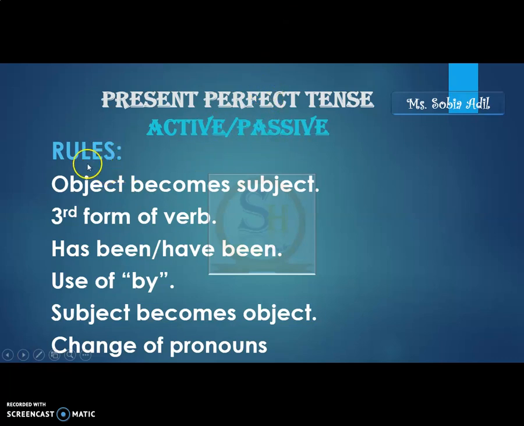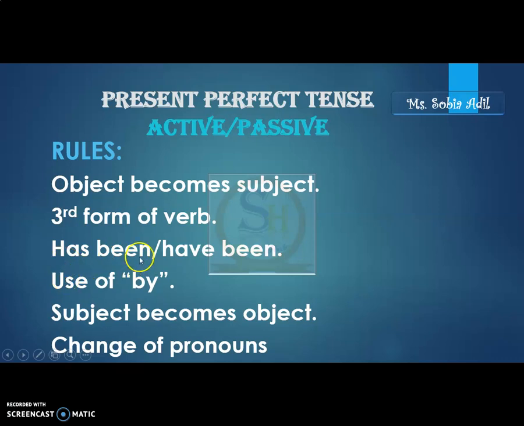So there are certain rules you need to follow while changing the active voice into passive voice for present perfect tense as well. The first rule is the same one I told you before in the previous tenses, that you need to shift or replace the subject with the object and object with the subject. So the first rule is object becomes subject here. Then comes third form of verb. We use third form of verb while changing the active into passive voice.